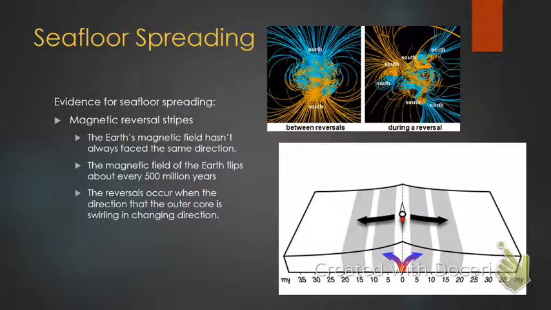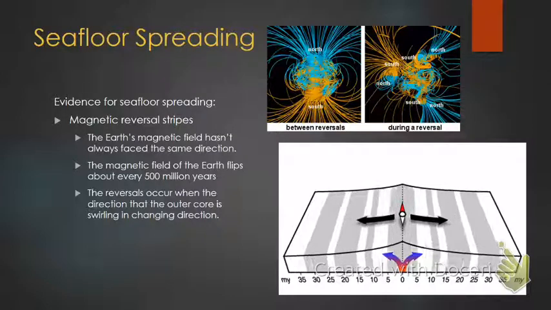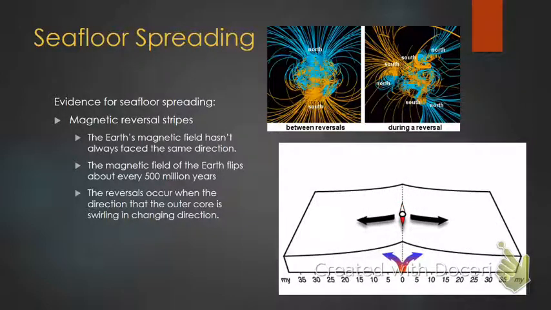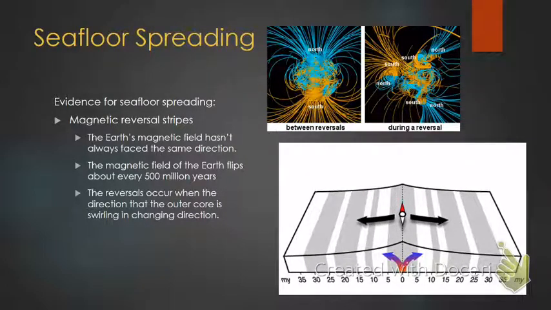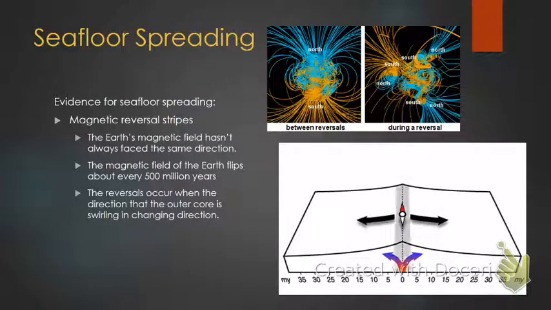So if you look at the top diagram, you can see how the magnetic field of the Earth is normal, and north is north and south is south. Then as a reversal is happening, there's a change in the swirling, and what would eventually happen is that south polarity would be at the North Pole, and north polarity would be at the South Pole.